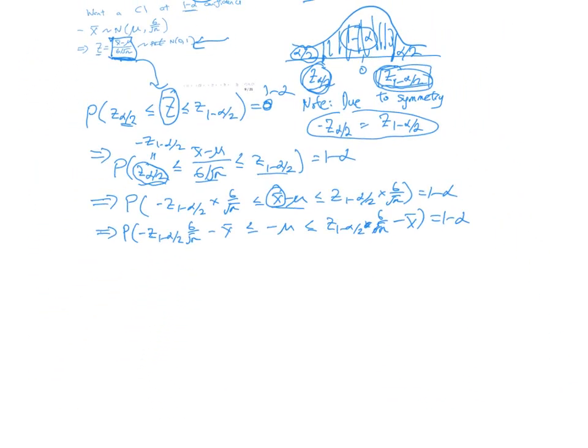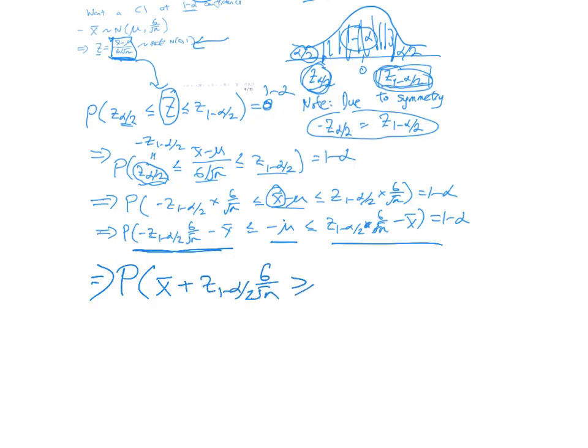Right, so the next thing I'm going to do then is multiply all of these terms by negative 1 because I want to get rid of this negative sign. And if I multiply the whole inequality by negative 1, the direction of the inequality changes. So this first term over here now becomes x bar plus z 1 minus alpha over 2 times sigma over square root of n, greater than or equal to mu, greater than or equal to x bar minus z 1 minus alpha over 2 sigma over square root of n.